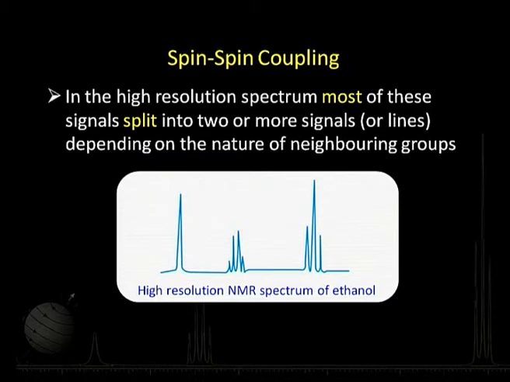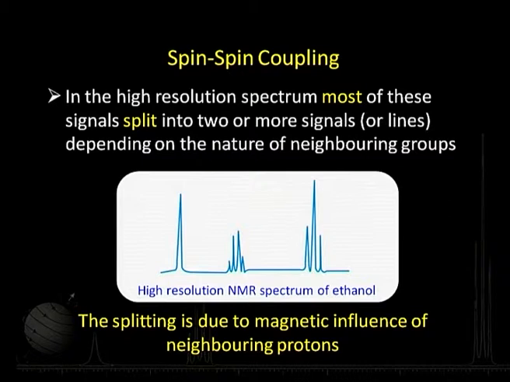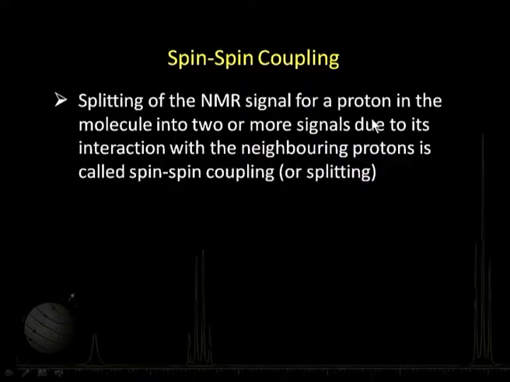Now, as I just mentioned, this splitting is because of the magnetic influence of the neighboring protons, which cause this splitting because of their magnetic behavior. We will be talking about it as we proceed from here on. So, we can put a definition to this term: splitting of the NMR signal for a proton in the molecule into two or more signals due to its interaction with the neighboring protons is called spin-spin coupling or splitting. Spin-spin coupling and spin-spin splitting are terms used interchangeably. They mean the same thing.